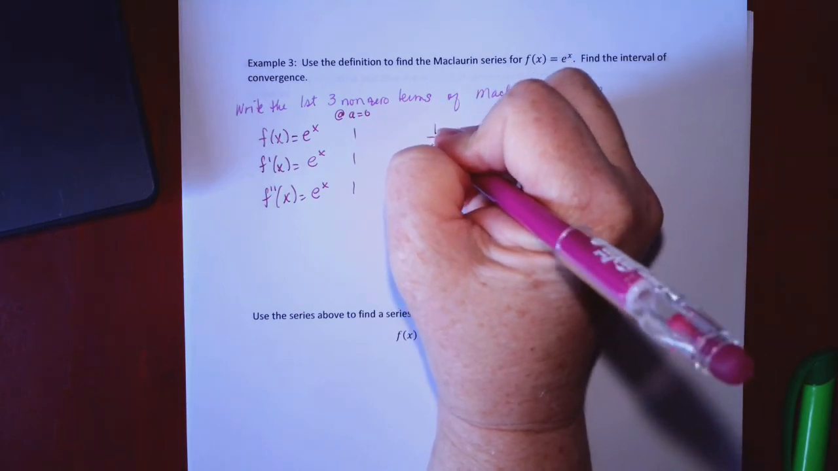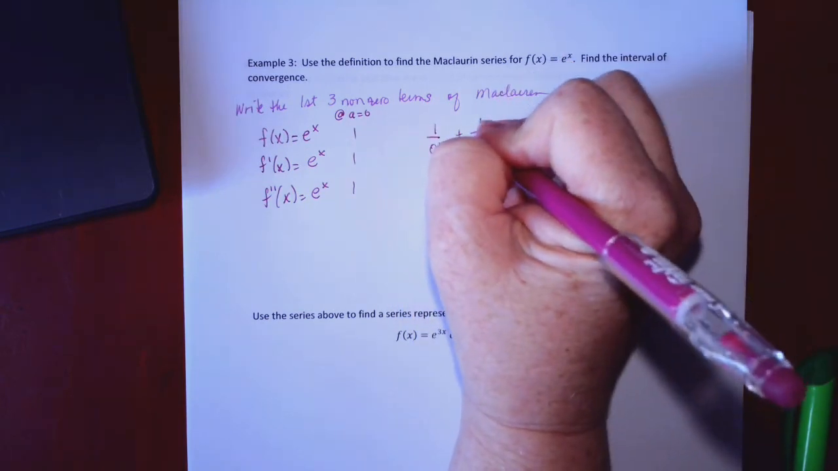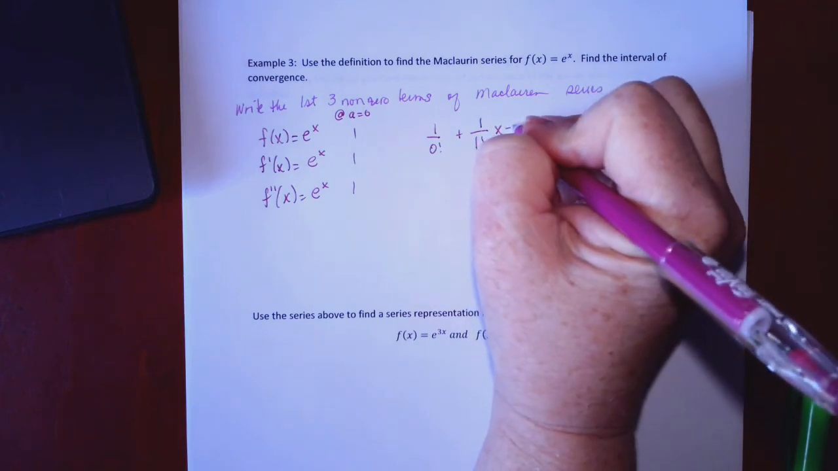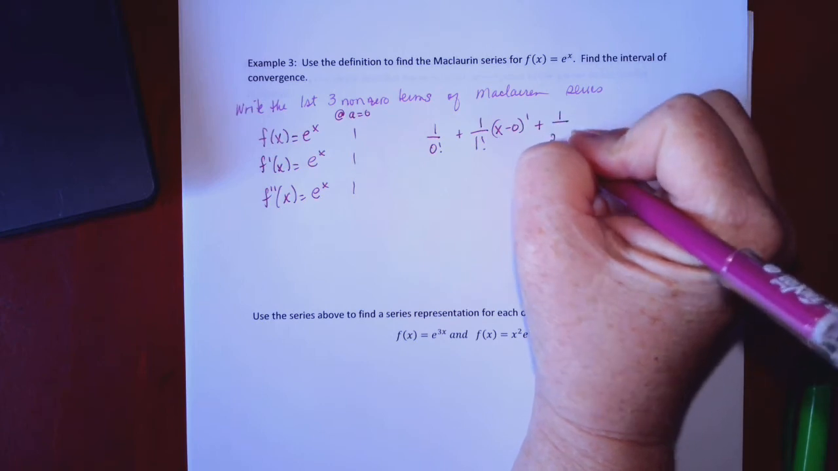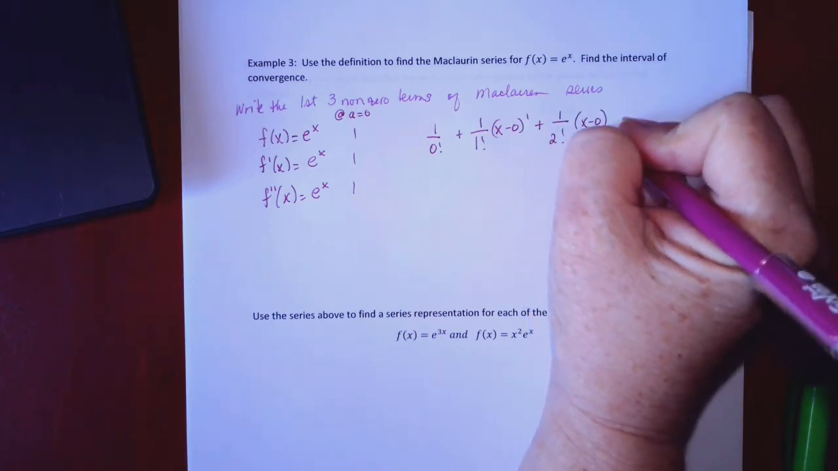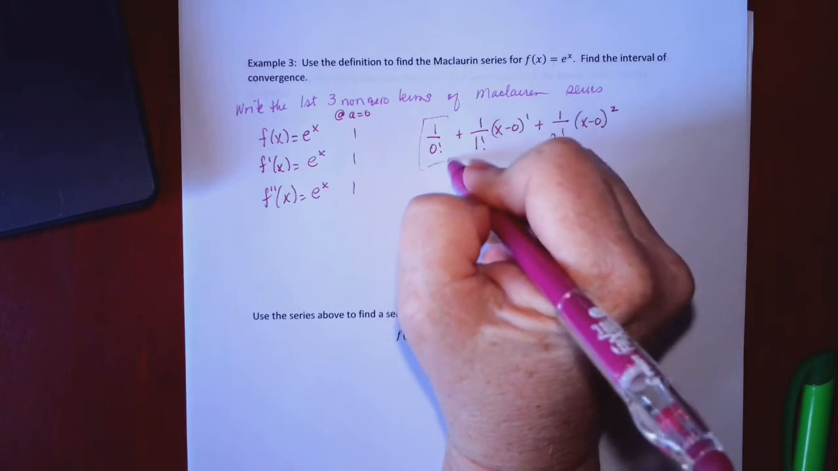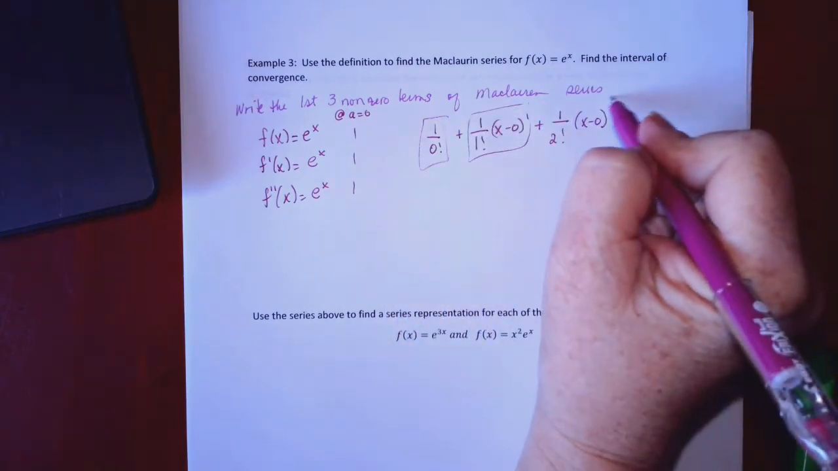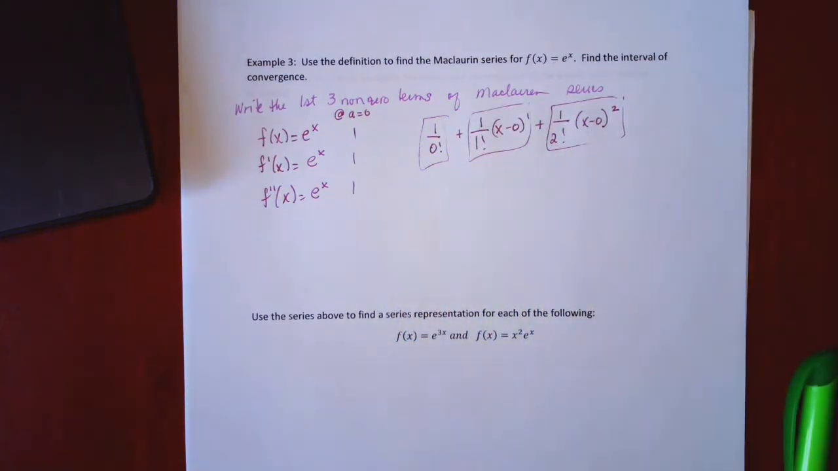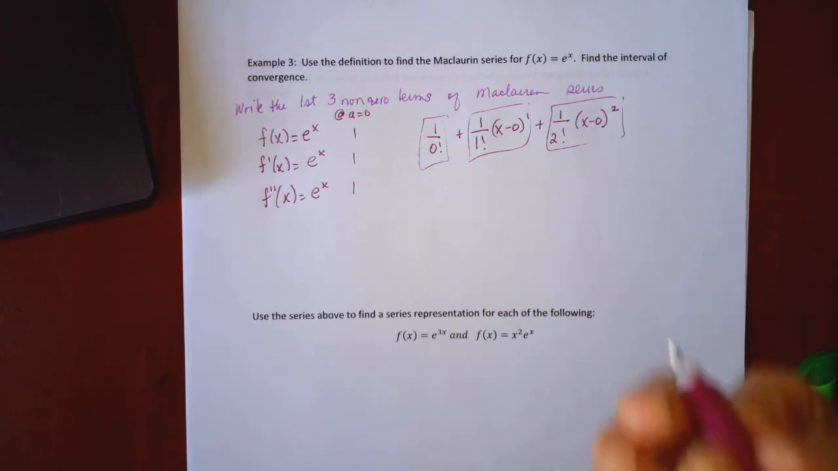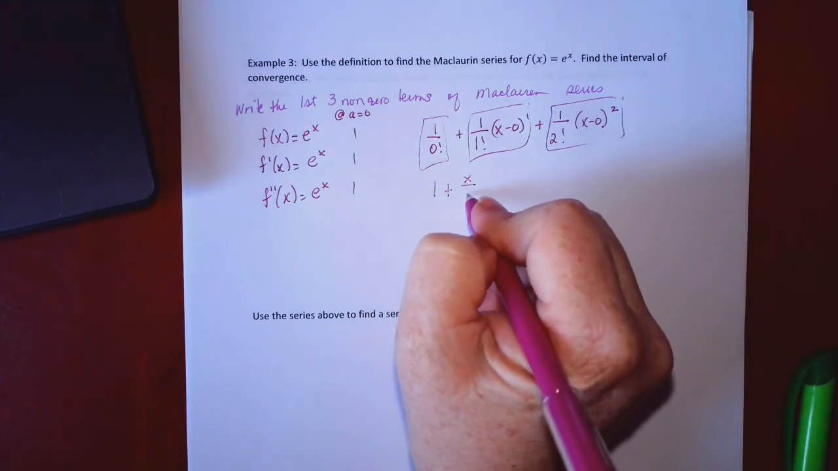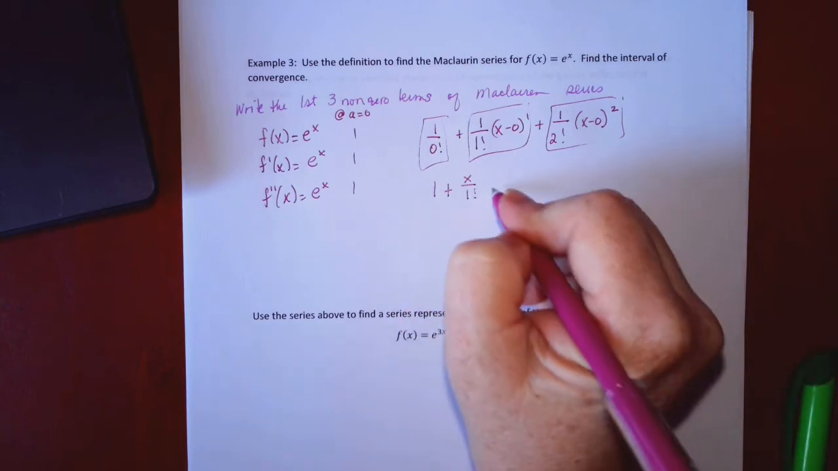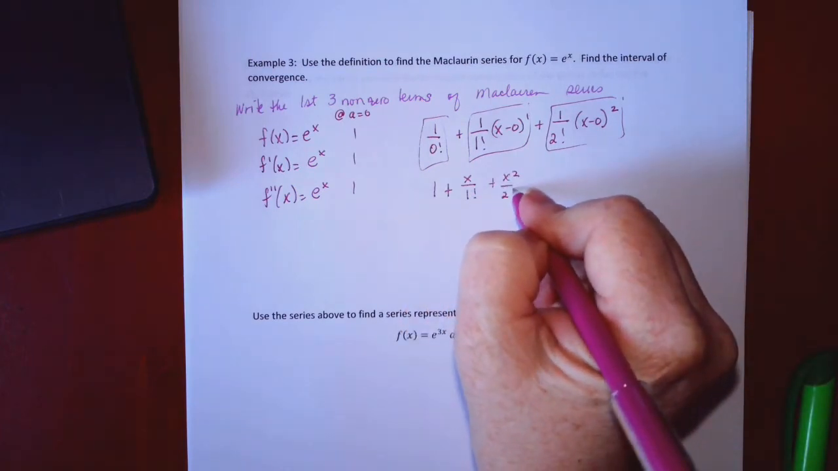1 over 0 factorial plus 1 over 1 factorial times x minus 0 to the first plus 1 over 2 factorial times x minus 0 to the second. This, and this would be the first three terms, or the first three non-zero terms of the Maclaurin series. So we have 1 plus x over 1 factorial plus x squared over 2 factorial.